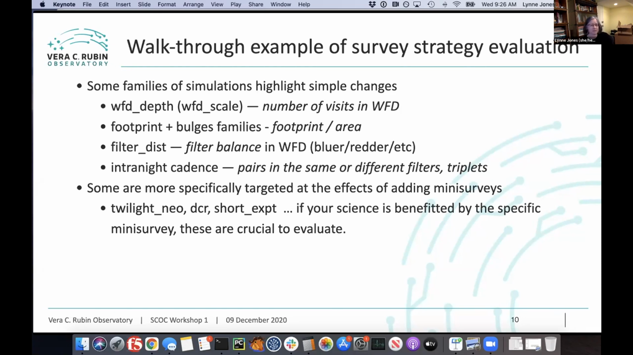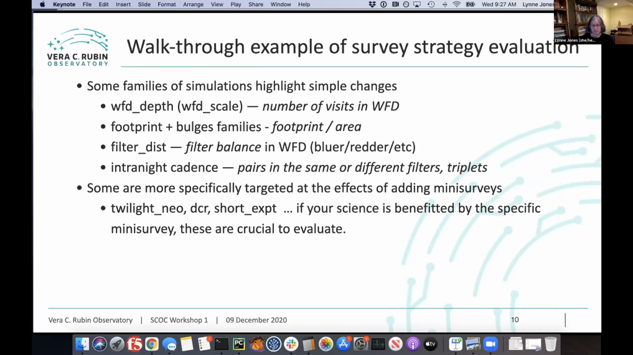And then we have some families that were more specifically targeted at the effects of adding mini surveys. There was a Twilight NEO family, a DCR family where we added high air mass, long season visits, and a short exposure family where we added short exposure mini surveys across the sky.